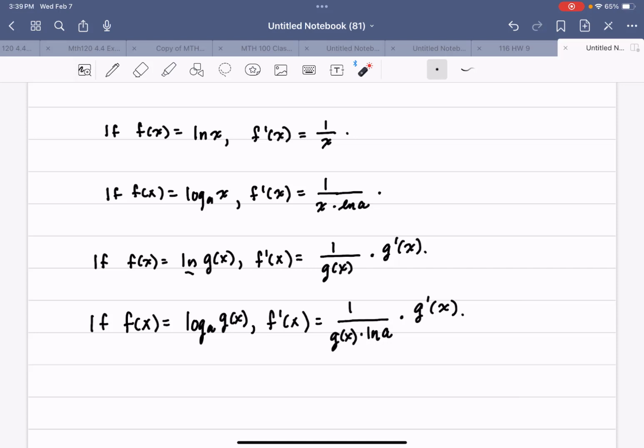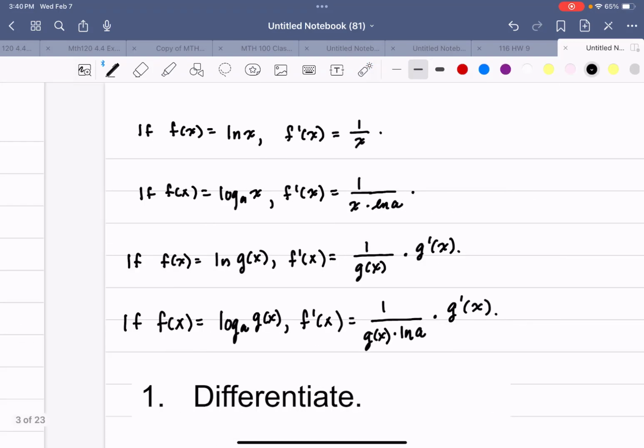If the function is a base a log with an argument that is a function that's differentiable, then f prime of x is 1 over g of x, very similar to log base a of x, times natural log of a, but we have to tack on the derivative of the internal function, or what we call the argument of the log. So let's look at some examples.